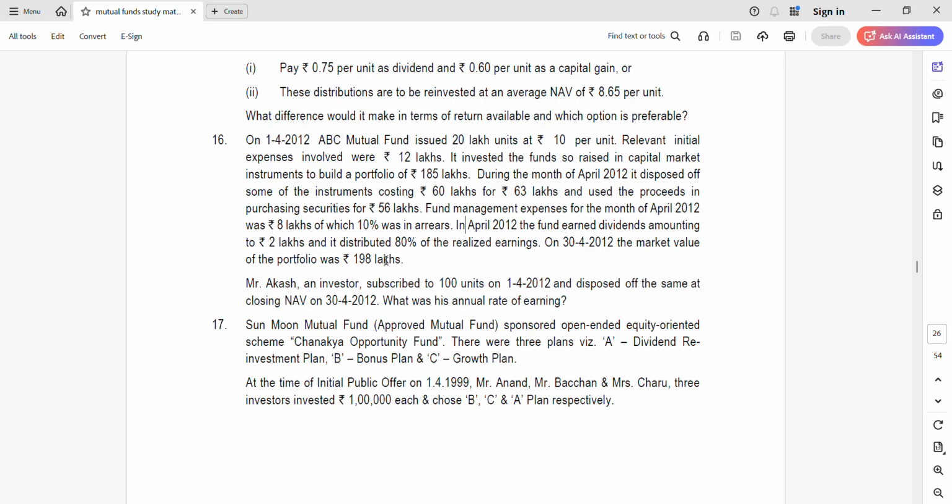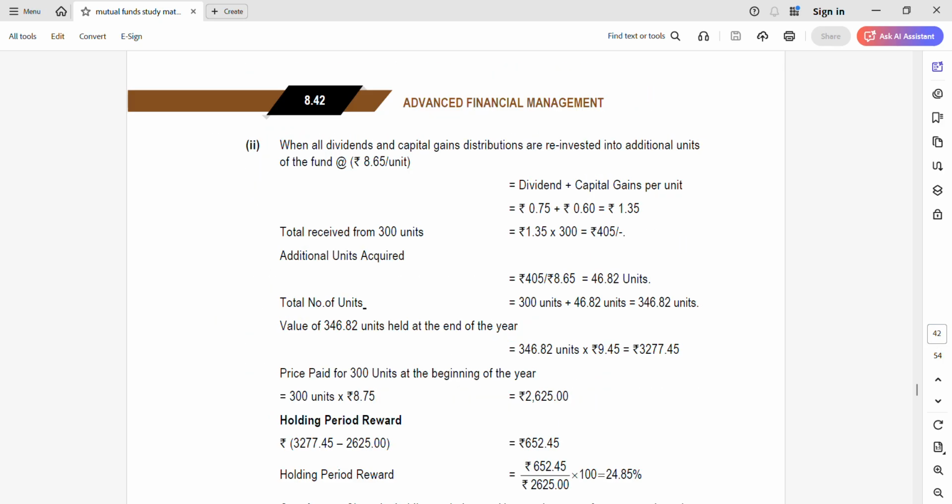Mr. Akash, an investor, subscribed to 100 units on 1st April 2012 and disposed of the same at closing NAV on 30th April 2012. What was his annual rate of earning? So this is the question. Let's quickly check it out. Fairly nice question and a simple question, but you should see it once so that you will be able to use it easily in the exam.